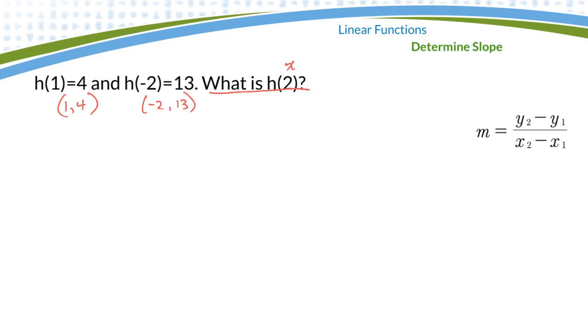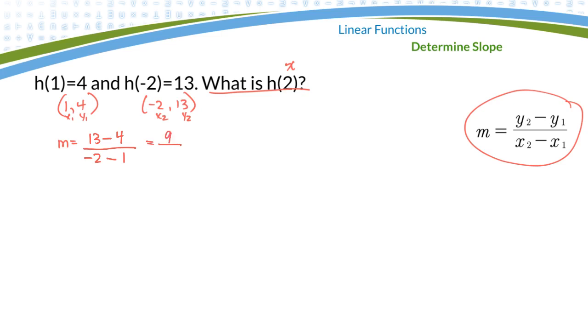So there's my 2 points. Let's figure out slope. So slope is, okay, x1, y1, x2, y2. So y2, here's my formula right over there. y2 is 13 minus y1 is 4, over x2 is -1 minus x1, which is 1. 13 take away 4 is 9 over -3. So if I divide those, it comes out to -3, or -3 over 1, whatever.